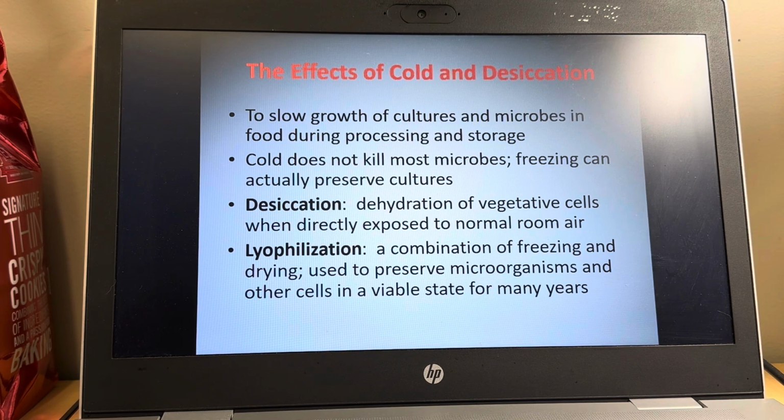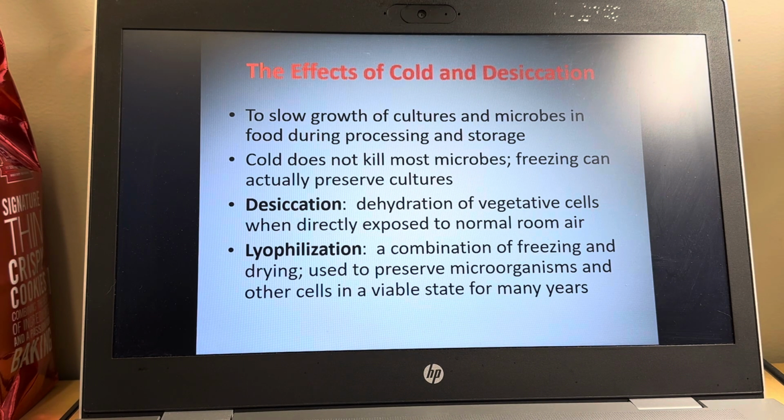So remember, heat can kill microbes because you're going to irreversibly denature the enzymes, but cold won't, okay? In fact, freezing cold temperatures actually helps preserve especially bacterial cultures. So 2 terms I want you to know. Desiccation is basically when the cells just dry out. Like, think of an agar plate that you have bacteria growing and you just let it sit out in room air. Eventually it's going to dry out. That's what desiccation is. Lyophilization is a fancy word for freeze drying.